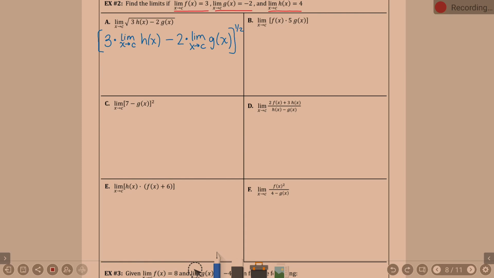Now, it might be easier because you don't have to look at a graph, so it could be quicker for us. So 3 times 4 minus 2 times -2, and square root of all that. 12 minus 4 is 8. Whoa, back up. 12 minus -4 is 16. Square root of 16, which is 4. Okay.